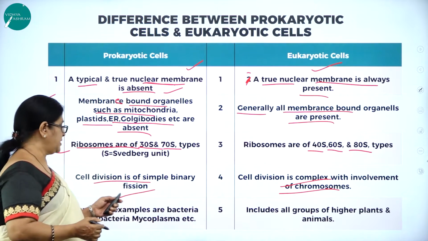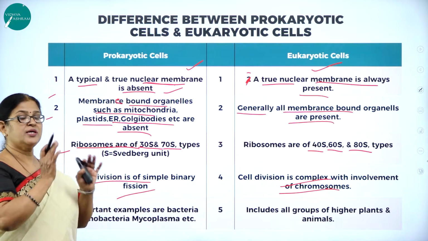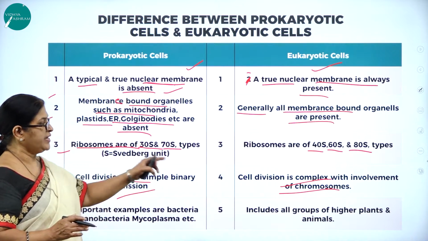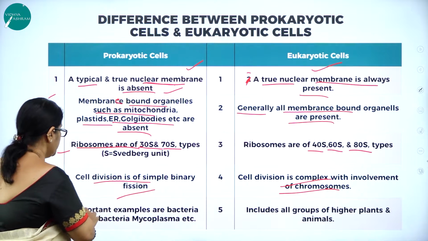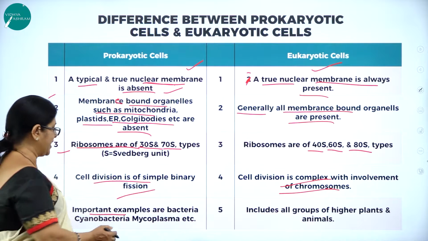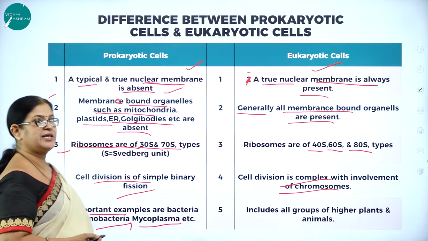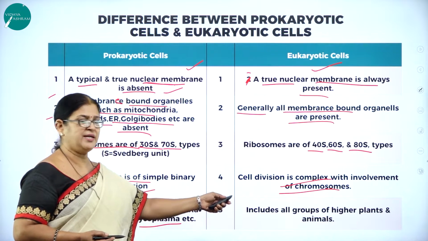What do you mean by cell division of simple binary fission? For example, you take bacteria. One cell divides into two, so it is a very simple type of division. Here cell division is complex with involvement of chromosomes. So important examples are what? Bacteria, cyanobacteria and mycoplasma. Here what are the examples you are going to give? It includes all groups of higher plants and animals.